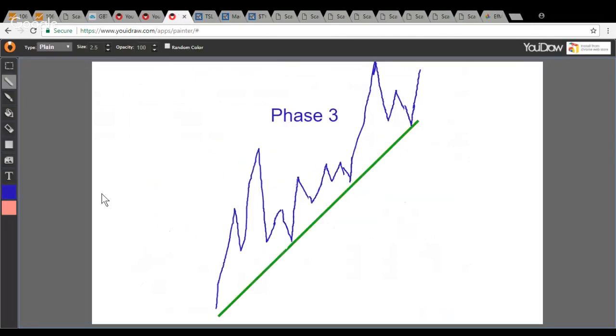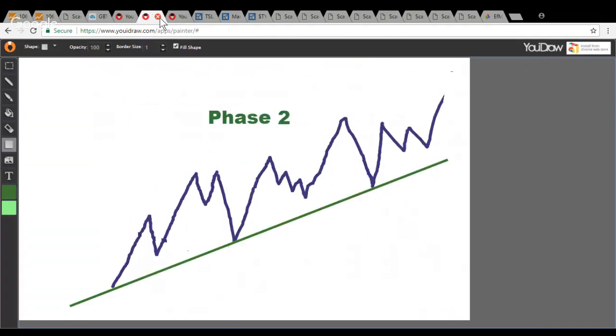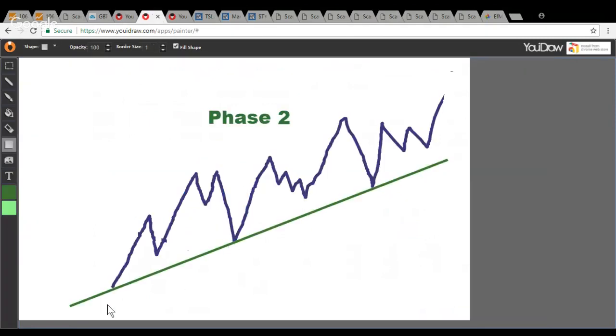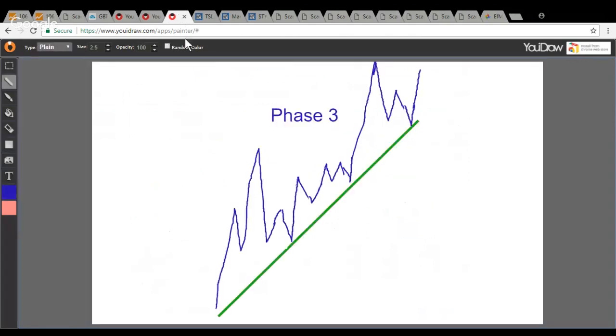This is a phase three line. The difference between phase one, two, and three is always the angle of the line. Here we've got a horizontal. Here we've got something short of a 45-degree angle. And here we've got something greater than a 45-degree angle.